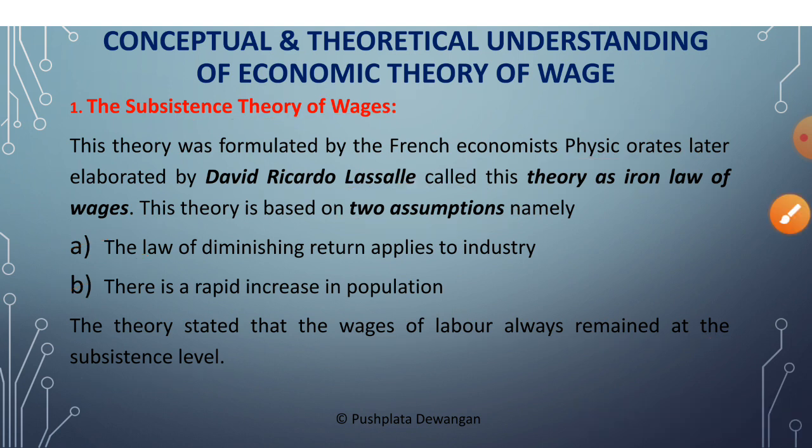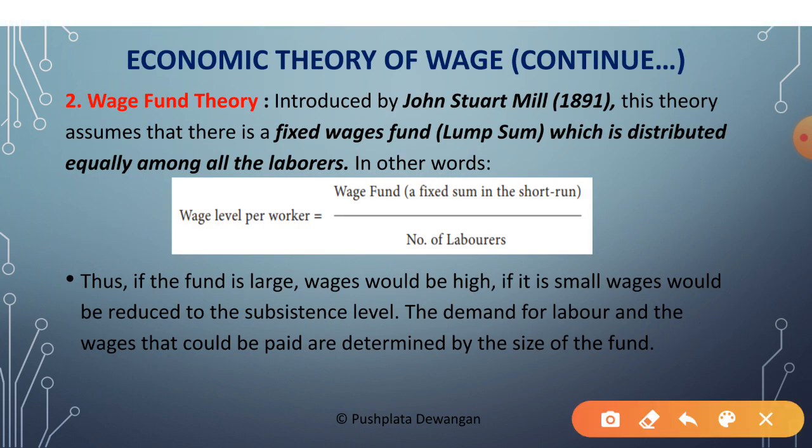Now the second theory is the wage fund theory. This theory was introduced by John Stuart Mill in 1891. This theory assumes that there is a fixed wage fund, or a lump sum, which is distributed equally among all the laborers. It means he said to just distribute a fixed amount of fund to each laborer.